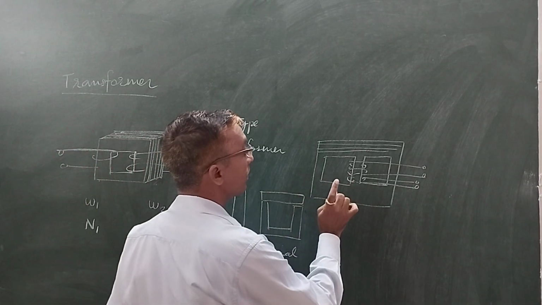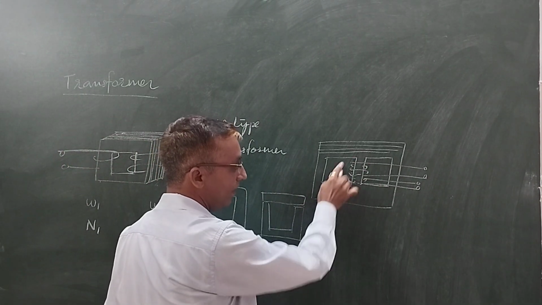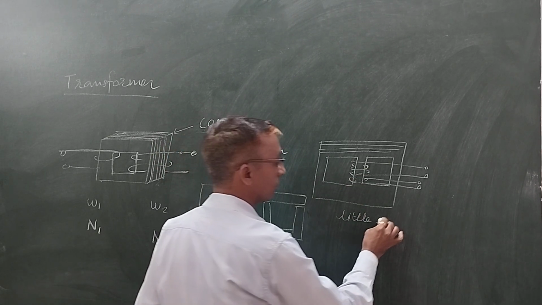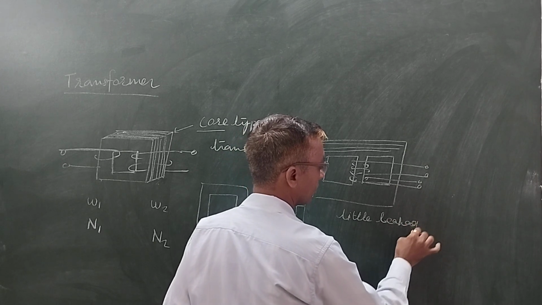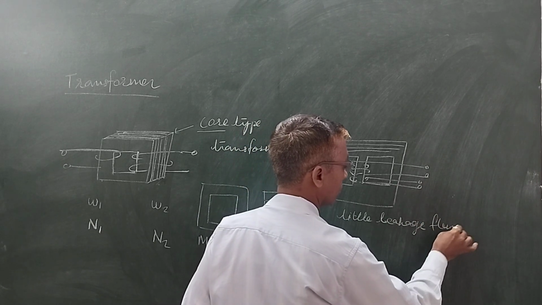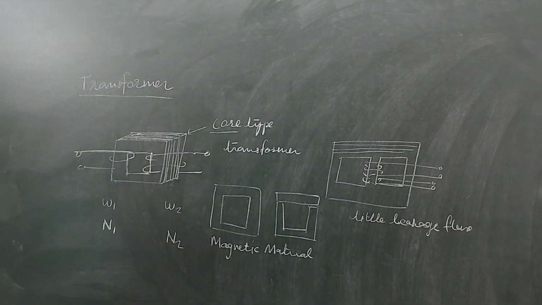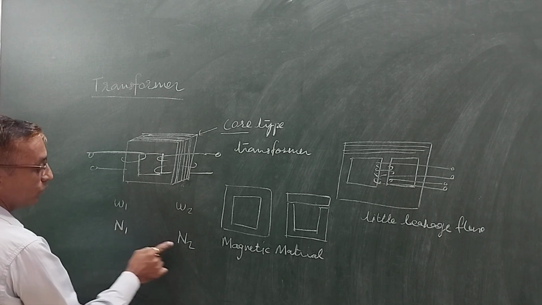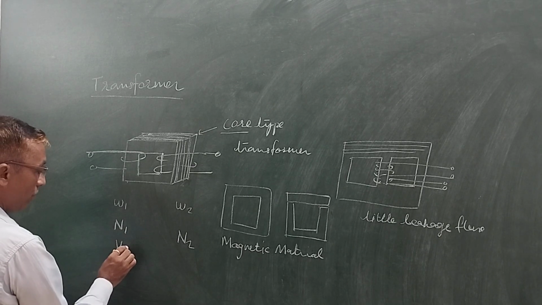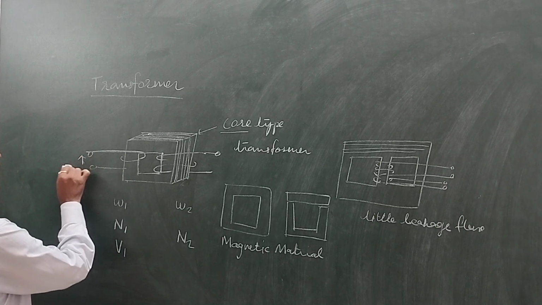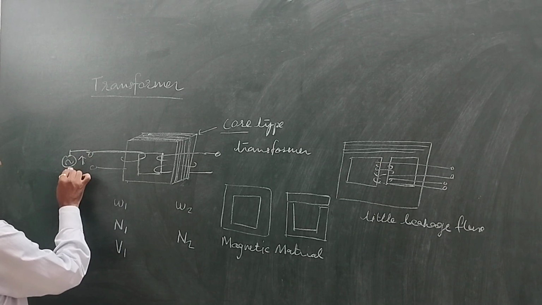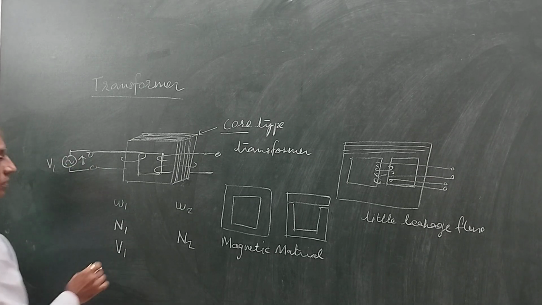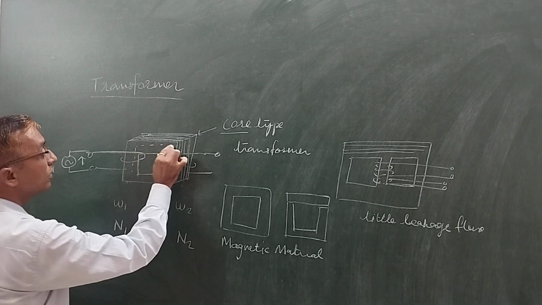Now this type of transformer is having the complete flux inside the core. There is a little leakage in the flux, but here there is more leakage in the flux. Now if I am having these two windings and if I apply here V1 voltage, please remember I have to apply the AC voltage there. If I apply the V1 voltage in this direction, there is a production of flux within this core.